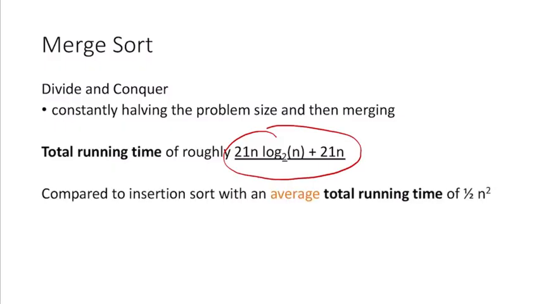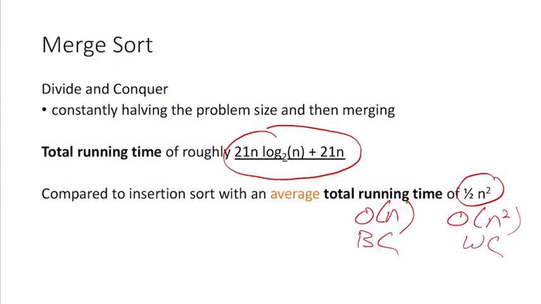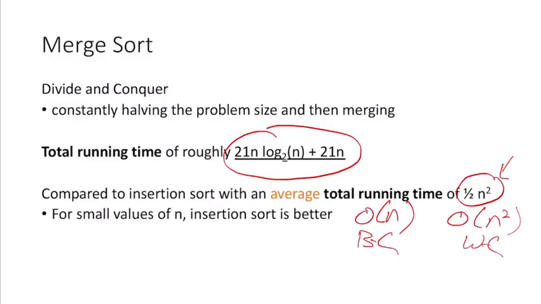You can compare that to the average running time of insertion sort, which I'll just throw out as a half n squared here. I'm going to put half n squared because the best case was big O of n, and the worst case was n squared. This is sort of an uneducated average running time, but just to give you an idea. For small values of n, this half n squared is actually going to give us better performance. But for larger values, we'll get a better performance out of merge sort.